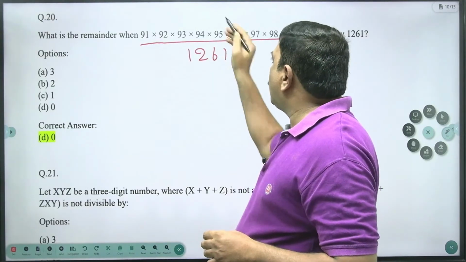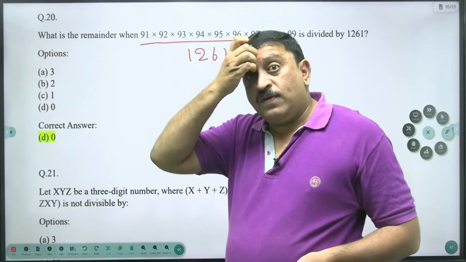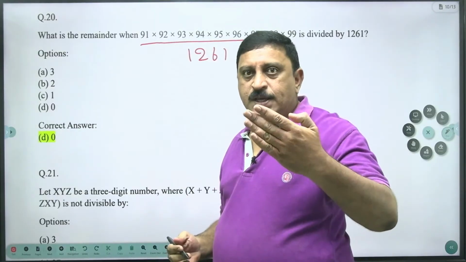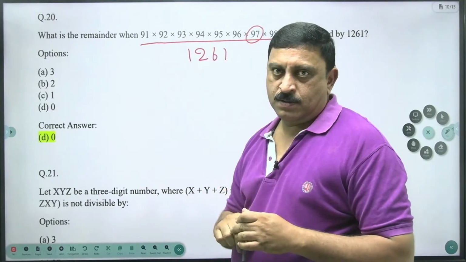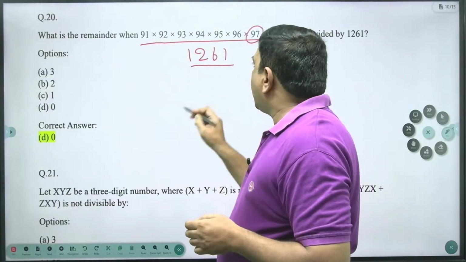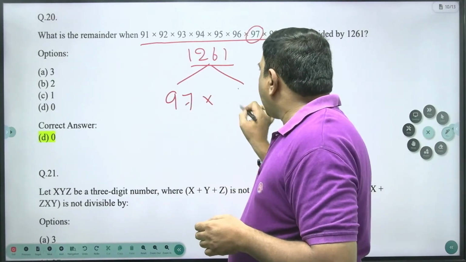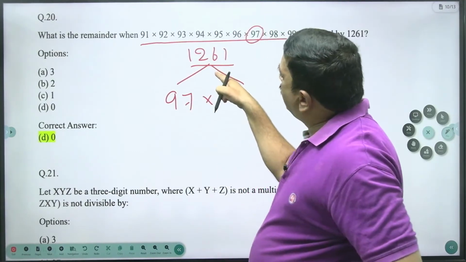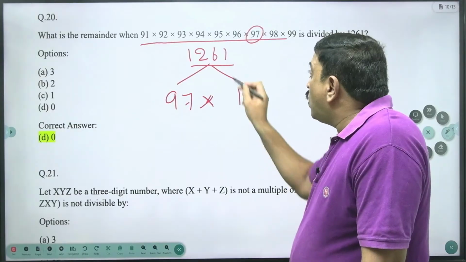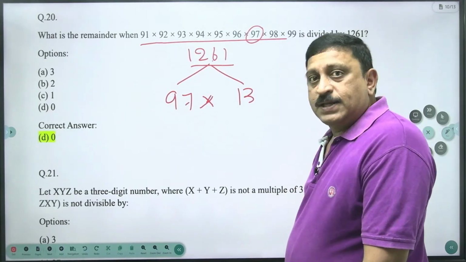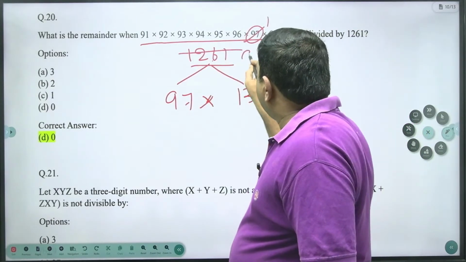We don't know about 1261, we don't know about the multiplication of these numbers. But the point is that here, the case of remainders comes only when there is no divisibility. If divisibility is there, it will be 0, that's all. Here, 97 is that number, it is a prime number. And 1261 is there. What is 1261? If we multiply, it is 97 into 13. So no doubt 1261 is divisible by it, since it is a divisibility case. So it is 97 into 13.